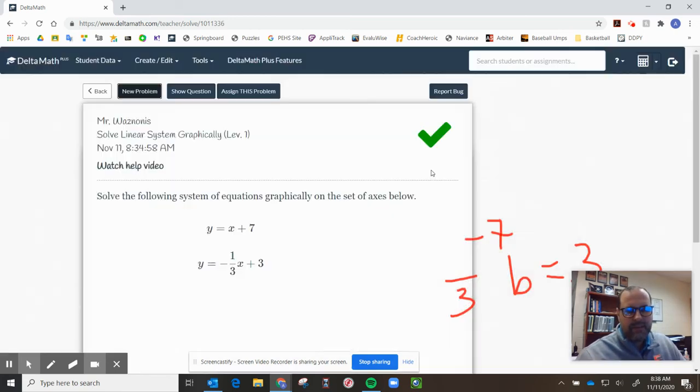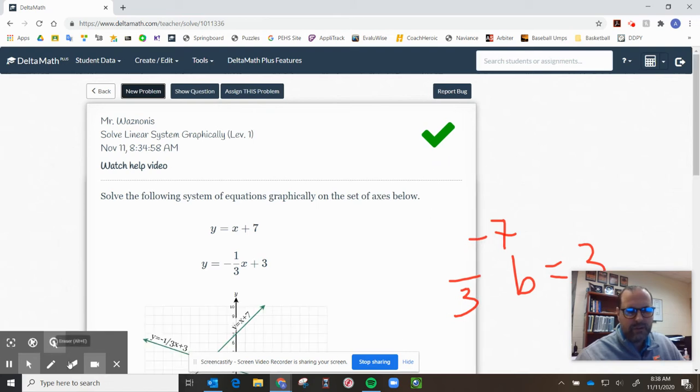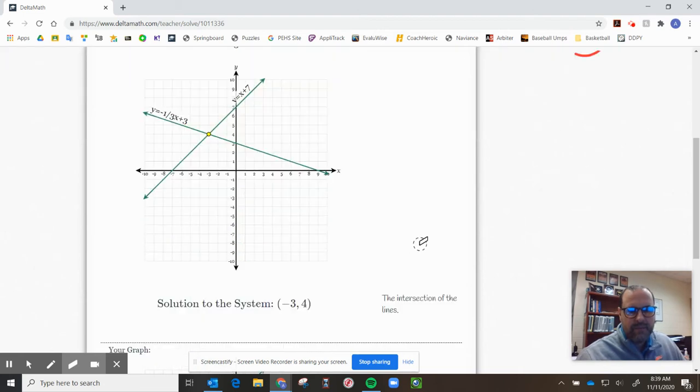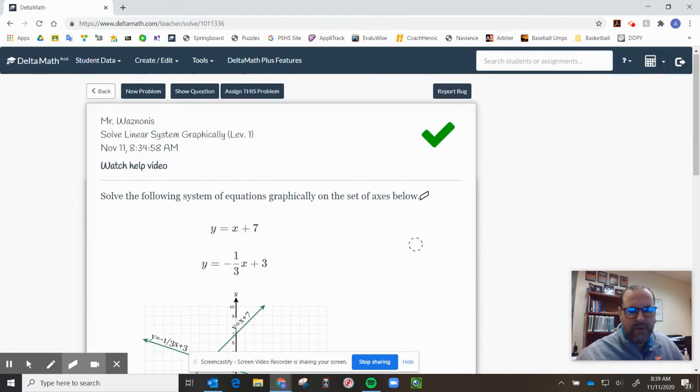Is that my answer? Yes, that's where those two are going to cross. You don't even have to write down the y-intercept and slope every time, but it shows you that's where they are going to cross. All right, I want to look at one, maybe two more here.